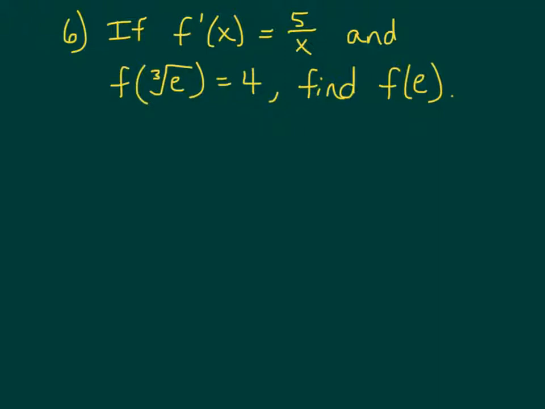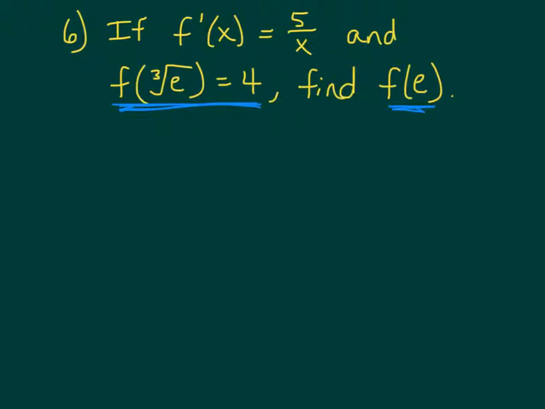So, if f prime of x equals 5 over x, and f of the cubed root of e is equal to 4, find f of e. All right, as you're approaching this problem, I notice that I'm given f prime of x, and then I'm given a value for f of x and asked to find f of e, so a different value.